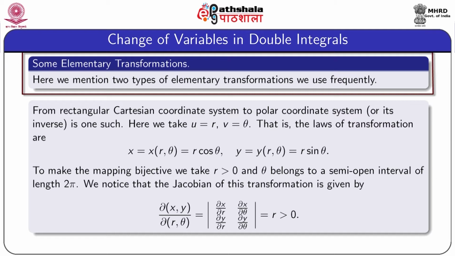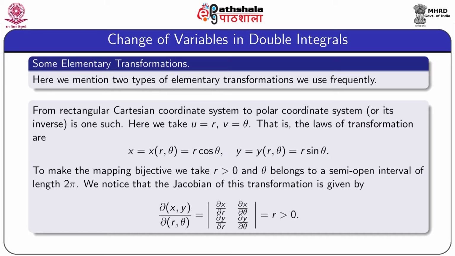Now, we discuss some elementary transformations. First one, from rectangular Cartesian coordinate system to polar coordinate system or its inverse. Here we take u equal to r and v equal to theta. Here the laws of transformations are x(r, theta) equal to r cos theta, y(r, theta) equal to r sin theta.